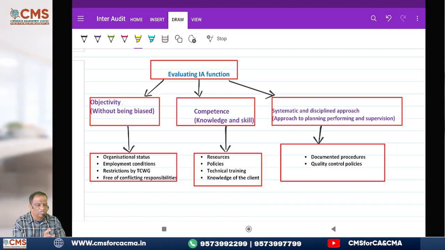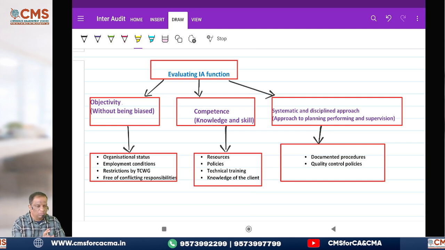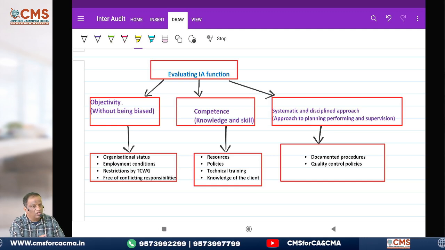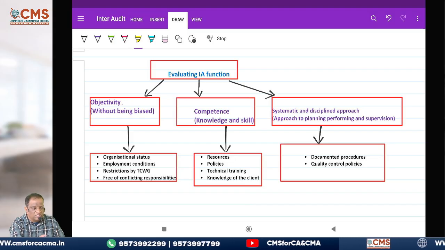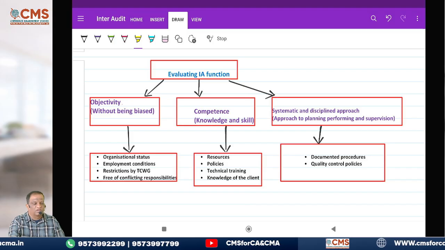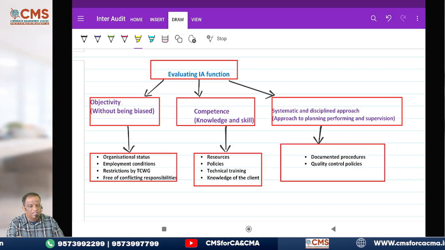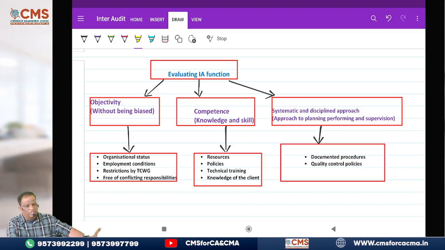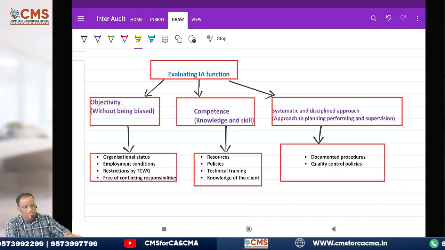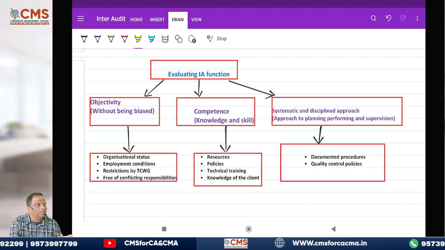So what is the objectivity? That is, was there any bias in his work? For that, I will see all this: organizational status of the internal auditor and employment conditions, restrictions with those charged with governance, and whether he is free of conflicting responsibilities. Then I came to know he is not dependent, he is not a relative, he is working independently. Then I come to the next point: is he competent enough to work?